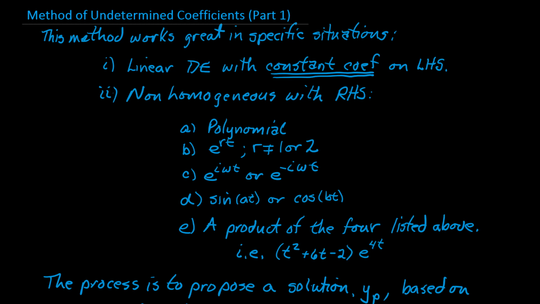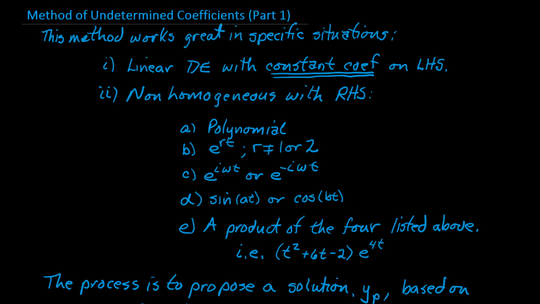And what's going to wind up happening is we're going to first look at, okay, is this a linear differential equation? Secondly, are the coefficients on the various y terms constants? If those are in good order, the next thing we want to check is on the right-hand side, or movable to the right-hand side, is the function a polynomial, e to the rt, where r is not 1 or 2, so it'd be like e to the 3t, or e to the 5t, or something like that.